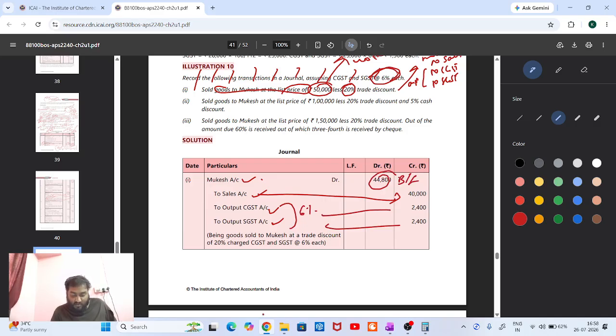Sold goods to Mukesh at the listed price of 1 lakh minus trade discount 20%, cash discount 5%. Always remember, trade discount is the discount that we show in the balances. Cash discount is the discount we show in the account.